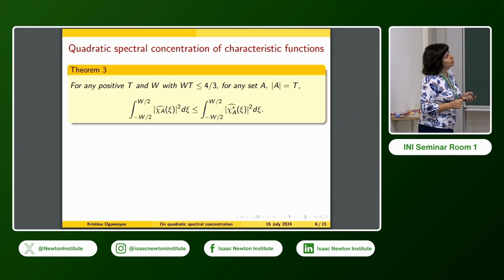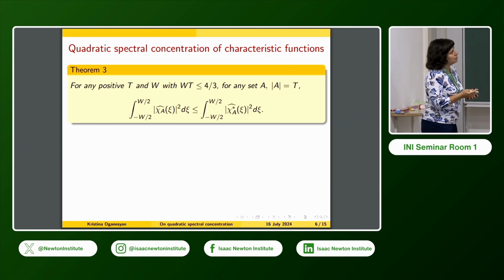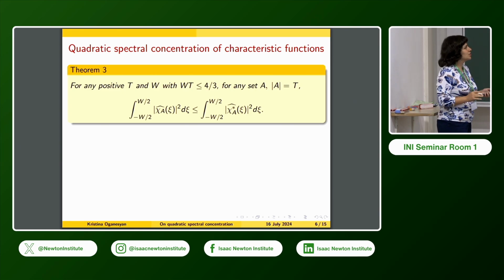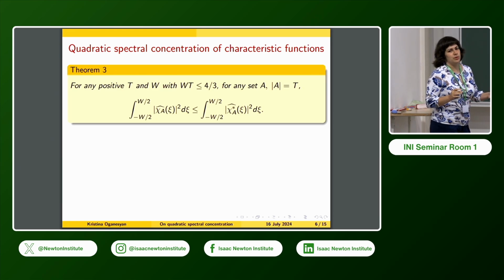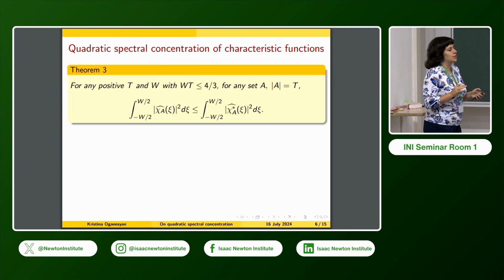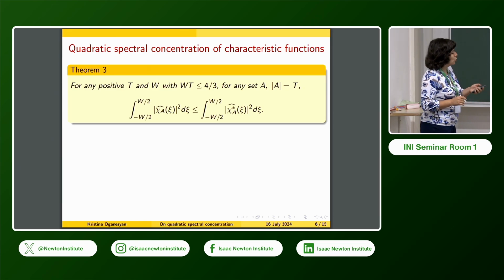Okay, and then we can prove that for our particular case of characteristic functions, we can enlarge the range provided by Donoghue and Stark, which we saw is sharp. So we can put here at least these 4/3. And how do we do this?